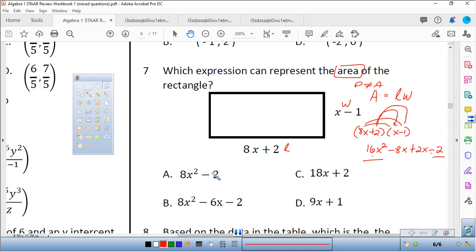So look for this, look for this. Oh, they both have that. I'll say these are out. Put these two together in the middle, gives you a -6x, and then -2, and 16x squared here. All right. Not too bad. It's actually very easy.